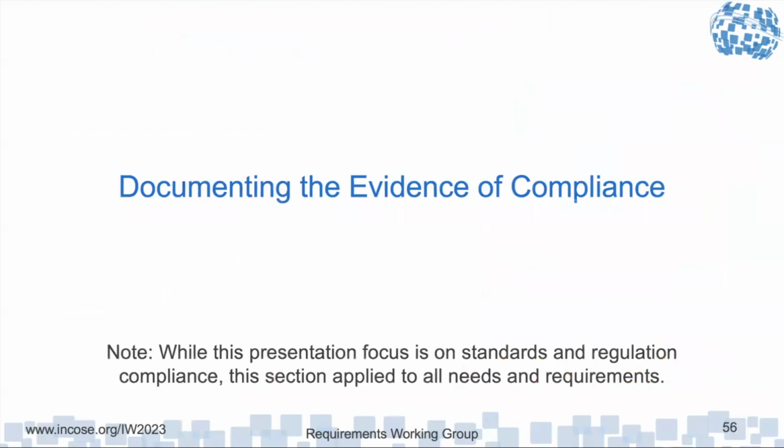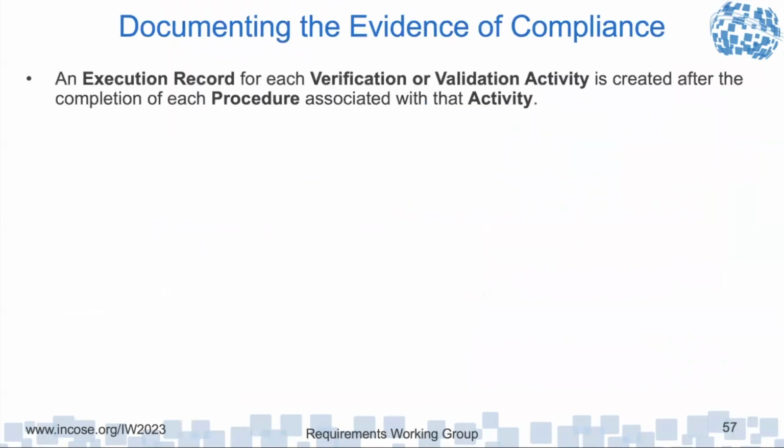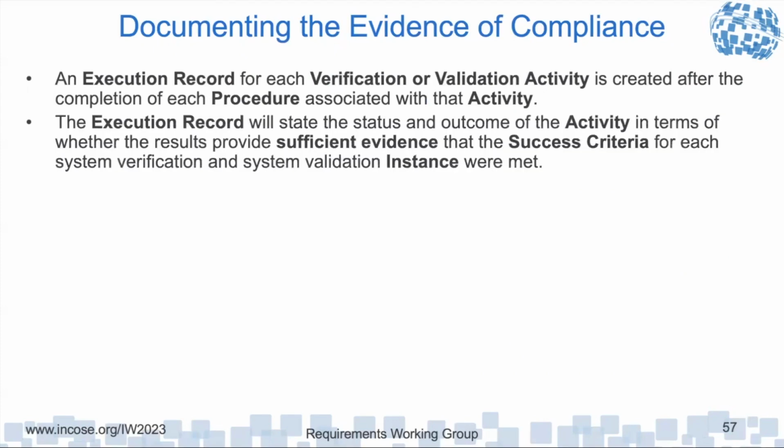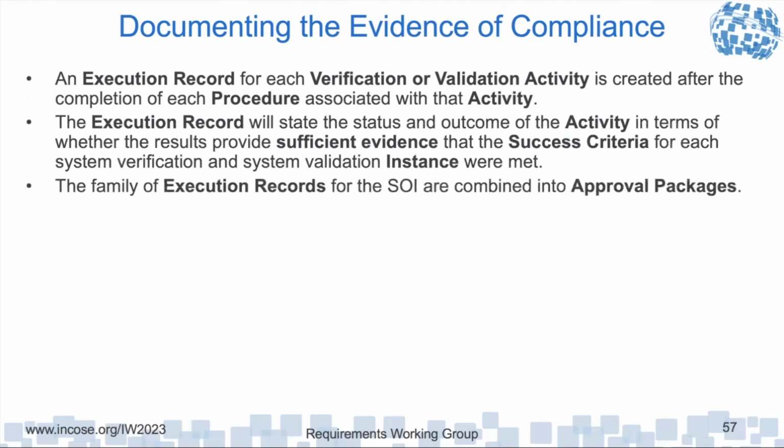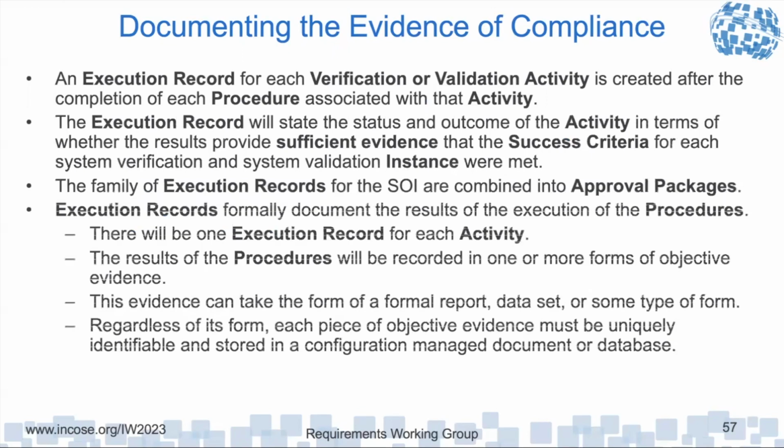So now that we've done all this, we have to document the evidence of compliance. And so I talked about an execution record for each verification and validation activity that's completed for each verification validation procedure associated with that activity. The execution record states the status and outcome of the activity in terms of whether the results provide sufficient evidence that the success criteria for each system verification validation instance were met, and the family of execution records for the system of interest is combined into approval packages.